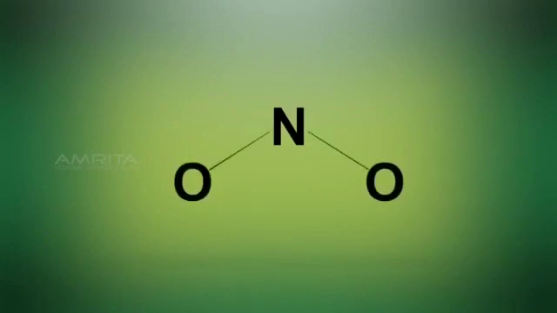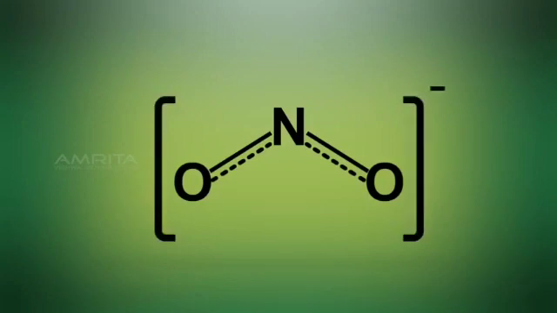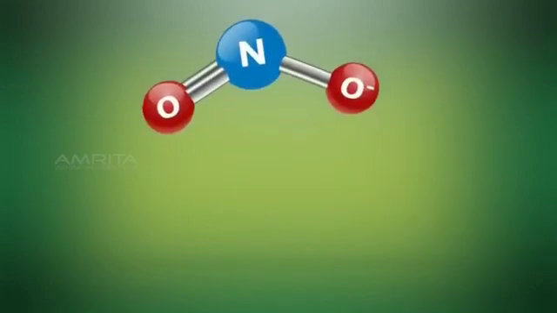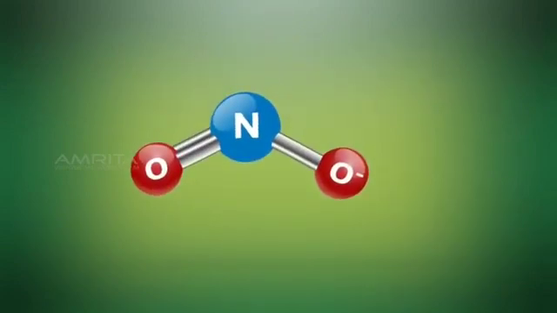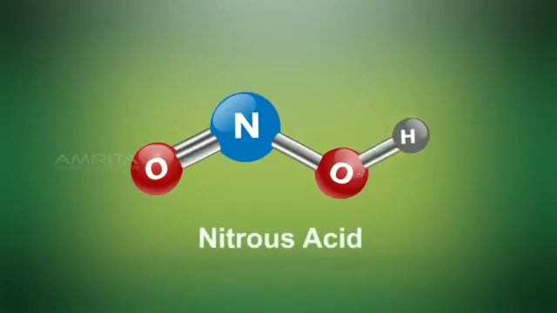It is a symmetric anion with equal nitrogen-oxygen bond length and oxygen-nitrogen-oxygen bond angle of approximately 120 degrees. Upon protonation, nitrite ion produces weak nitrous acid which is unstable.